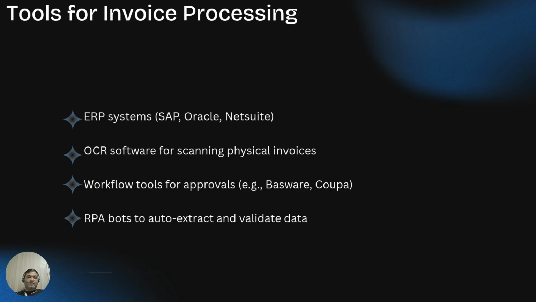Third one is workflow tools for approvals, which can be done through Basware and some of the tools like Coupa, which means you process an invoice, it goes to a workflow, and it has to be approved by the respective business owners or procurement owners or finance teams. Fourth one is RPA bots for auto extraction and validation of data.